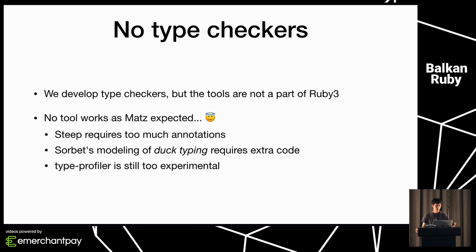After having some discussion with Matz, he says that Steep requires too much annotation and he doesn't like this. And Sorbet's modeling of duck typing requires extra code and he doesn't like that. And the type profiler is still too experimental. So he decided that a type checker will not be a part of Ruby 3.